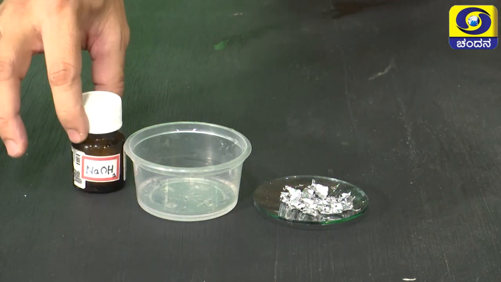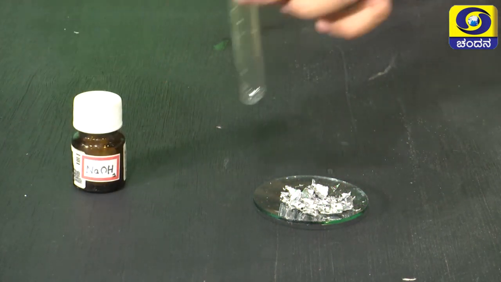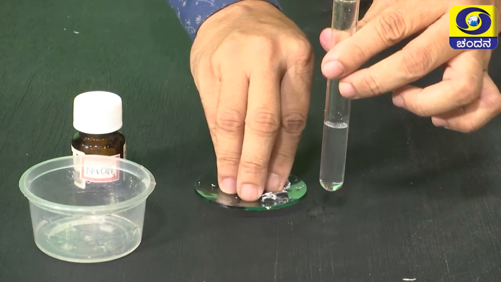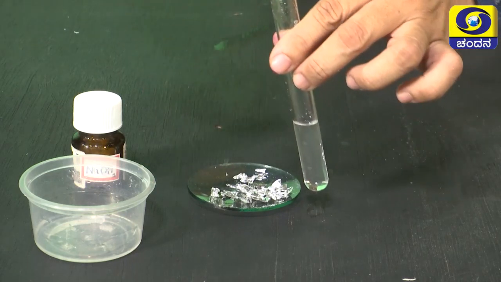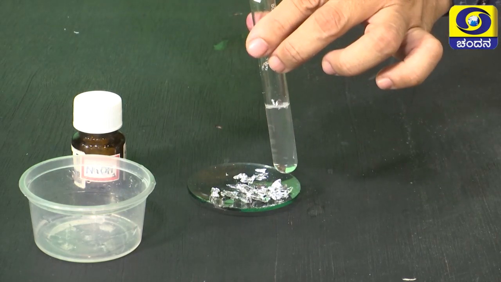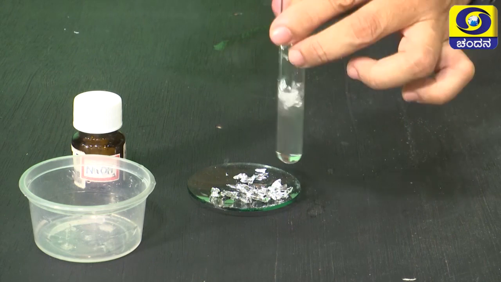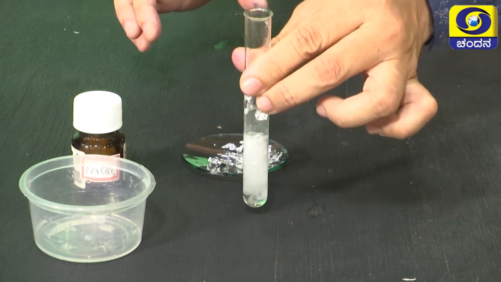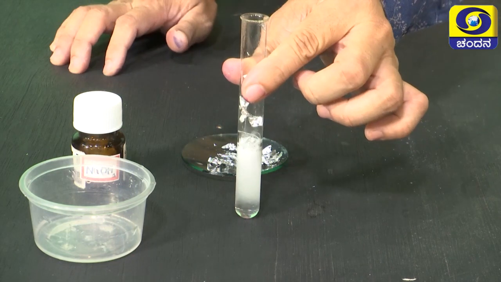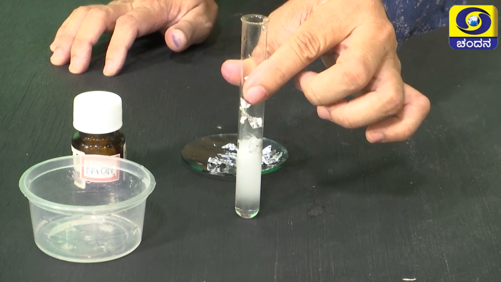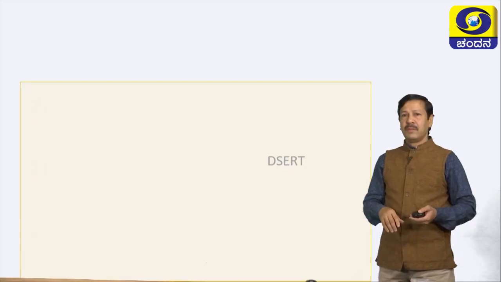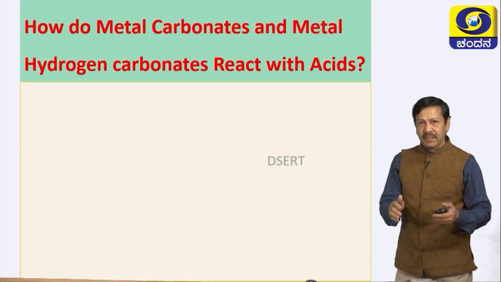Here sodium hydroxide solution is prepared. I am taking it in a test tube. Let me add a small amount of aluminum. This is an aluminum strip prepared from aluminum foil. Now you are observing the reaction. Hydrogen gas is produced. See the vigorous reaction. Now let us move on to the next slide.